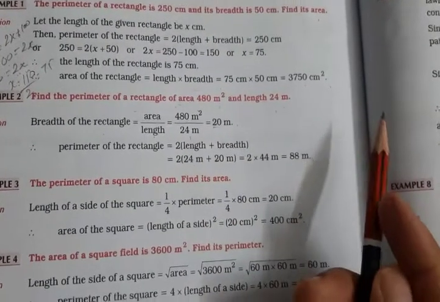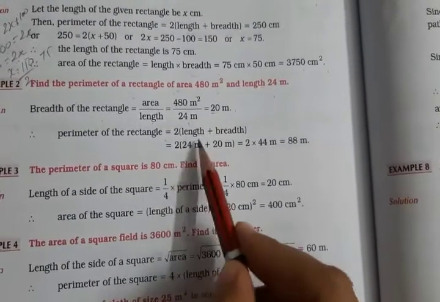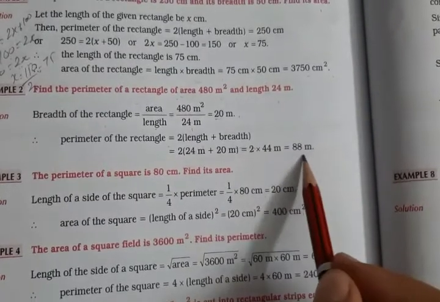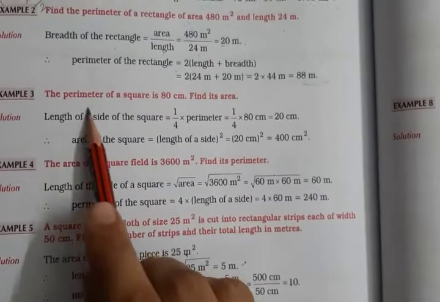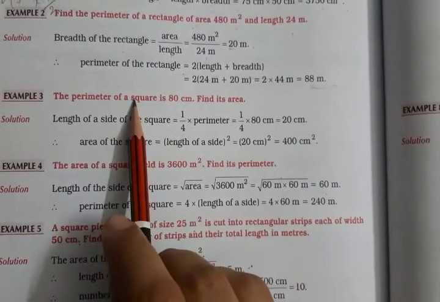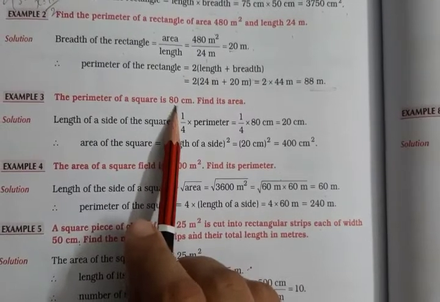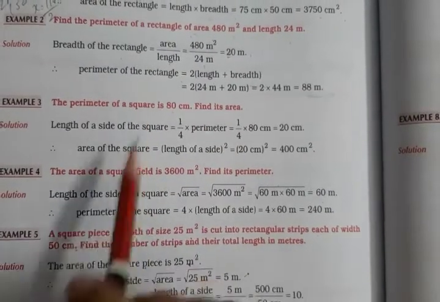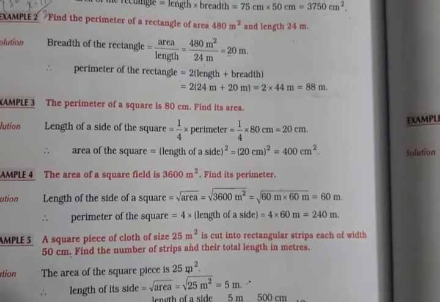Now how to find the perimeter of the rectangle? That is 2 times of length plus breadth, putting the value, and what we will get, 88 is the answer. Now next one, the perimeter of the square is 80 centimeter. Find its area. Firstly, we will find the length of the side of the square.